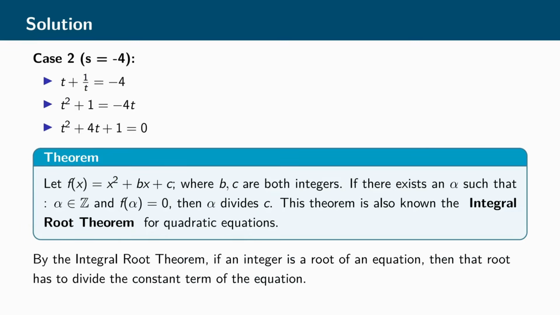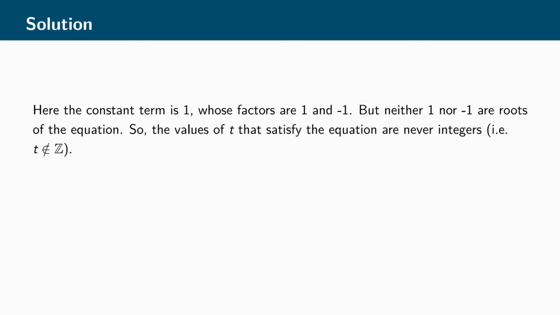Now, by the integral root theorem, if an integer is a root of an equation, then that root has to divide the constant term of that equation. Here, the constant term is 1, whose factors are 1 and minus 1. But notice that neither 1 nor minus 1 are roots of the equation. You can simply check it by doing a manual calculation. So the values of t that satisfy the equation are never integers, which means that t is not an integer.